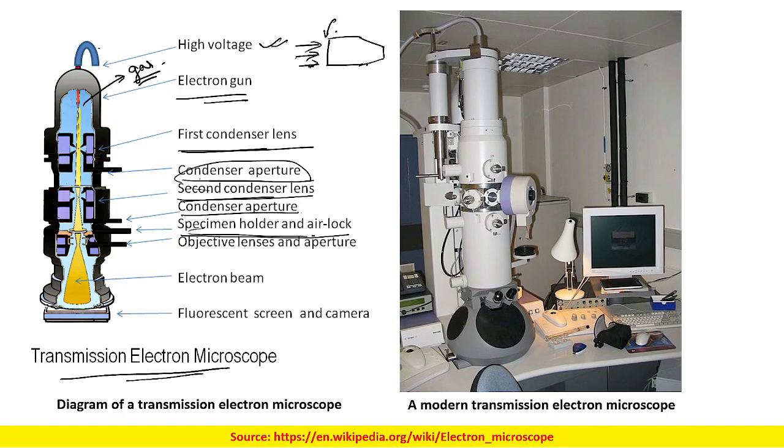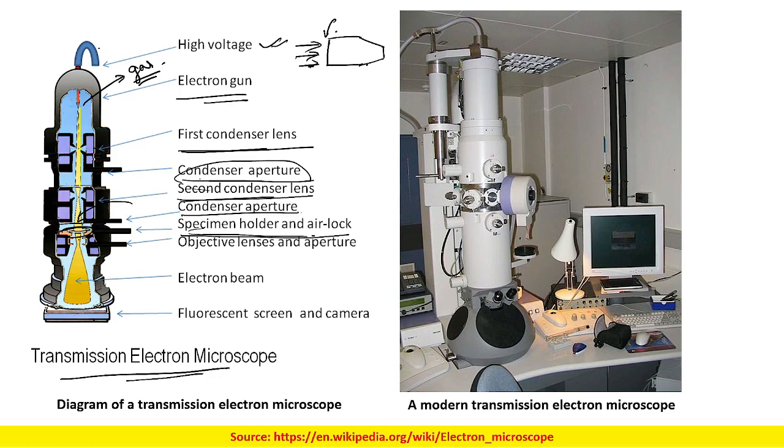The specimen holder and the airlock is a separate system. When you take out the specimen, because there is a stage over here, this stage is taken out. When this is taken out, the electron gun system is automatically shut to maintain the vacuum. And when you insert the specimen, slowly it creates the vacuum, and once the required vacuum is achieved, the lock on the electron gun is removed.